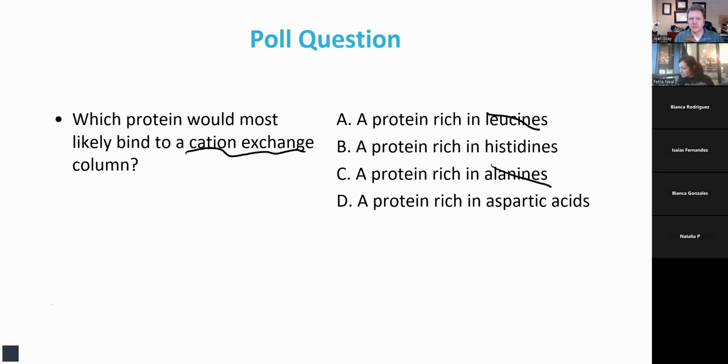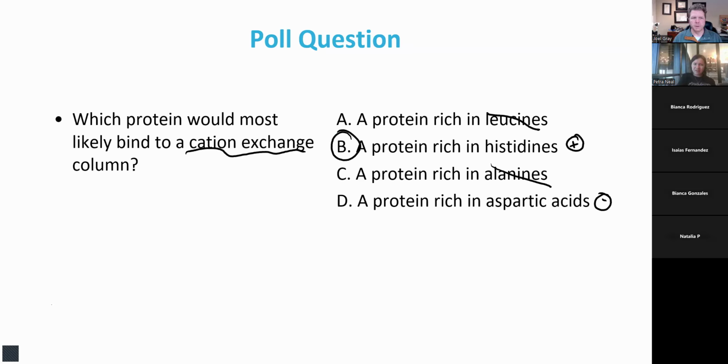Now, those aspartic acids are more than likely going to have a negative charge because they're polar negative residues. Histidines are going to be polar positive. So the correct answer is B. B is the correct answer. So, histidines.